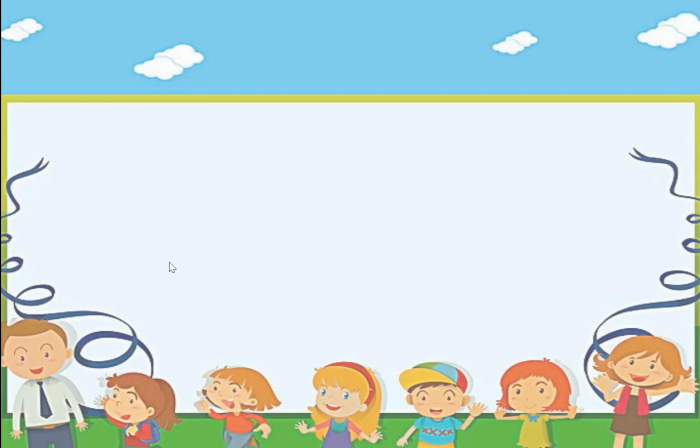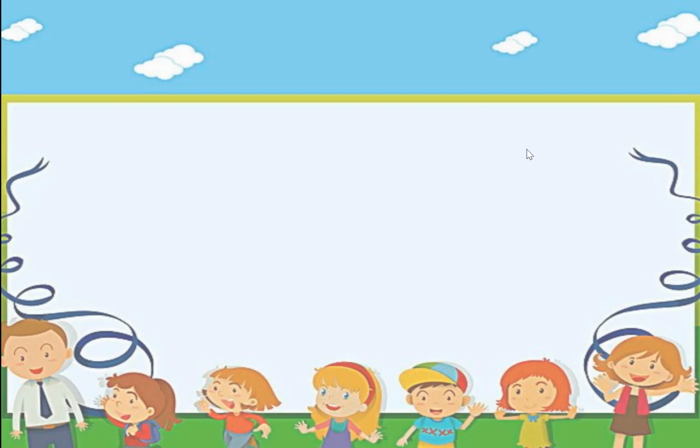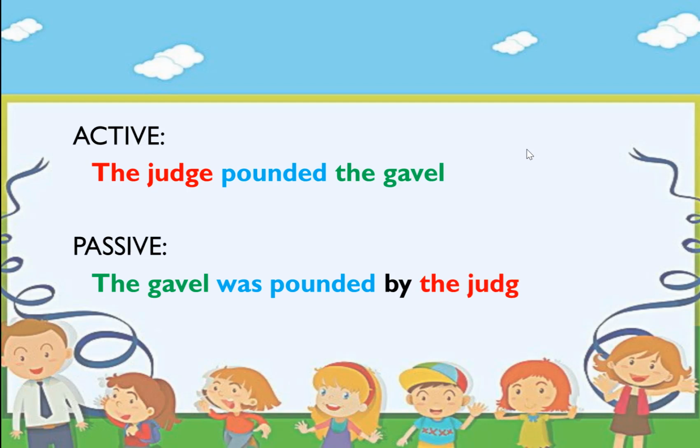Now, for you to have a clearer understanding on the difference of the active and passive voice, let us look at these comparisons. Let us look at this sentence in the active voice. The judge pounded the gavel. And if we are going to transform that in the passive voice, we have the gavel was pounded by the judge. So as you can see here, the judge, which is our subject in the active voice, will become our agent in the passive voice.